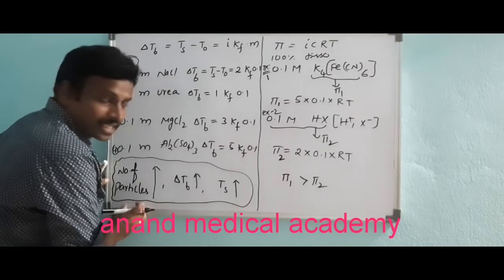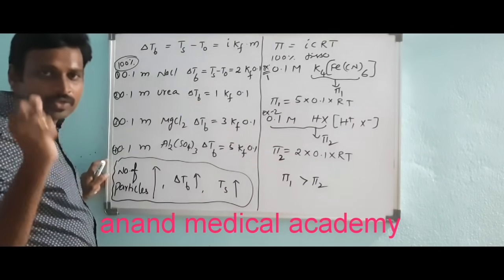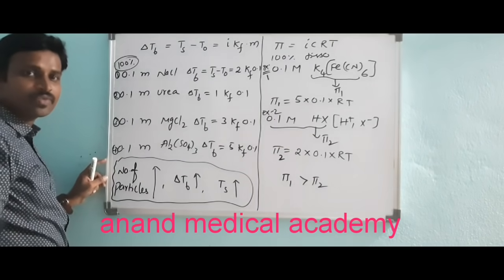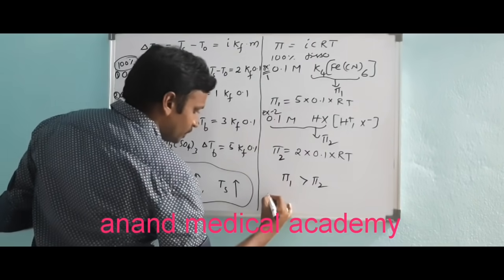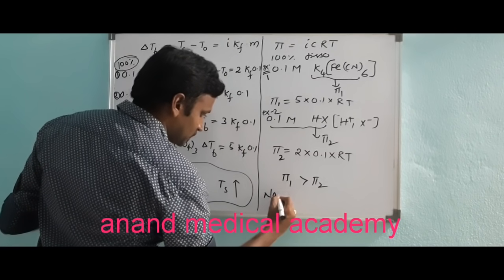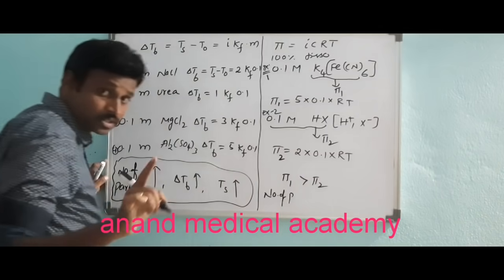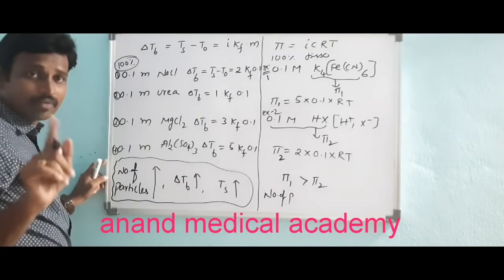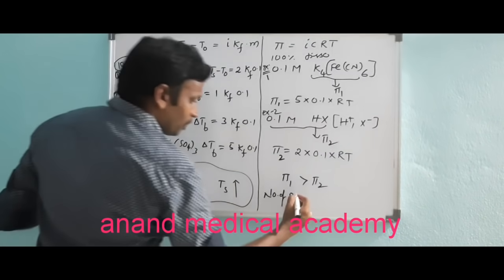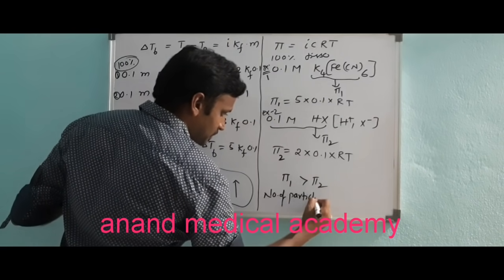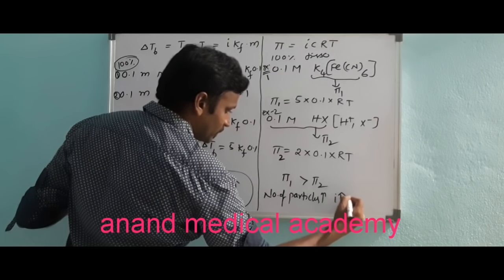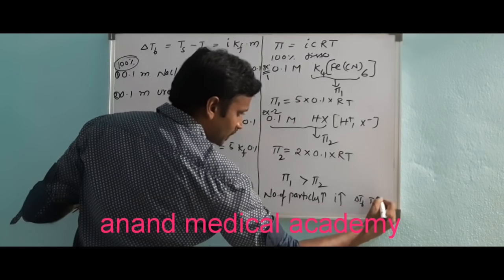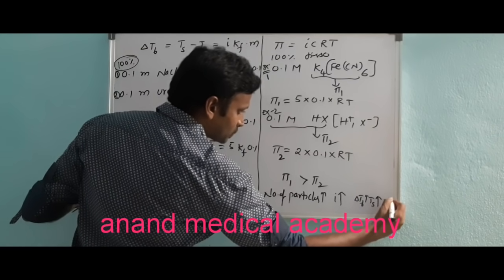Here also same story. If the number of particles increases, osmotic pressure increases. So if the i value increases, these values will increase. That is also very clear. So I can conclude that the number of particles increases for a particular concentration. If alpha is particular, same dissociation, alpha is 100% I am considering, the number of particles increases, i value increases, delta TB increases, delta TS increases, pi value also increases.